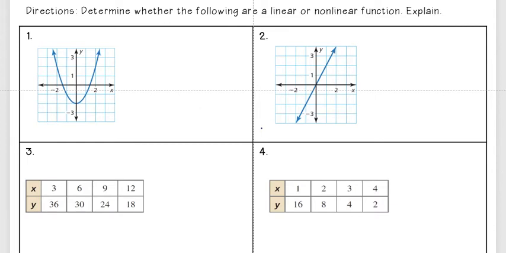Okay, so for these examples, we're going to determine whether the following are a linear or a nonlinear function. And then we're going to explain why we know.